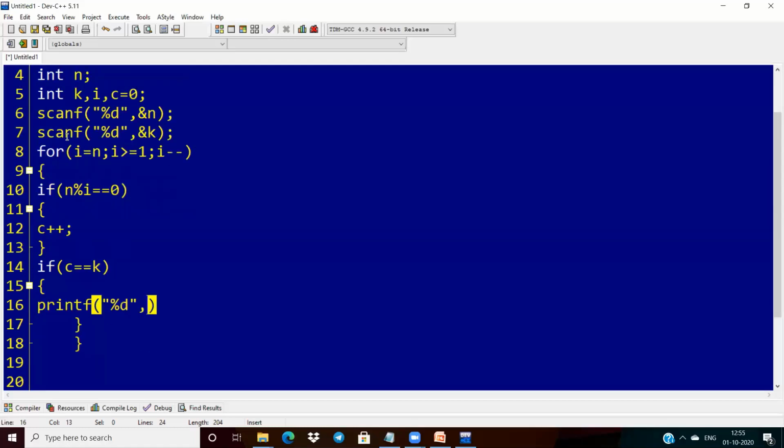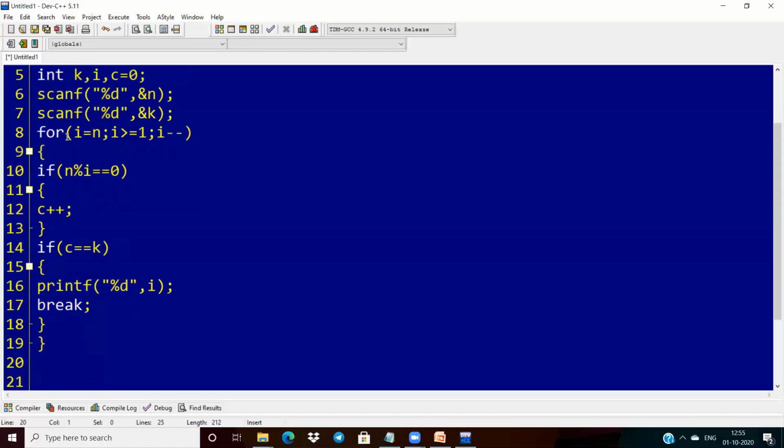Largest first factor means C will be 1, then K will also be 1, then print only the first value. Immediately I don't want to check the remaining numbers. Why? Because our expected answer is already reached. So immediately terminate from the loop.